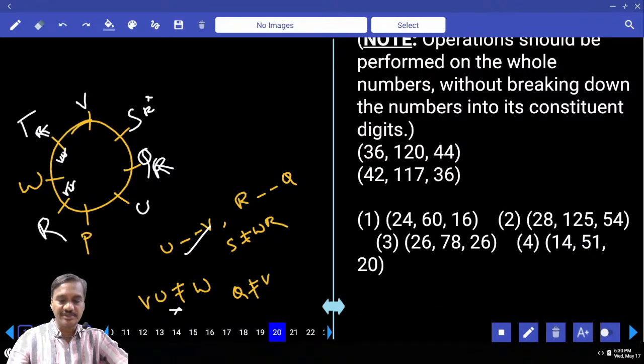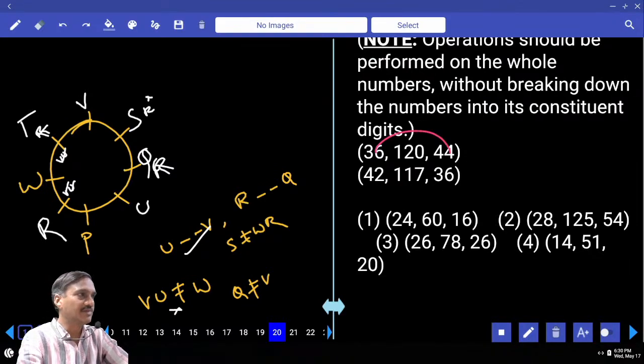Now 36 plus 44. What is the sum of these two? 80. 80 plus how much is 120? Why is 40 added? 80 divided by 2 is 40.